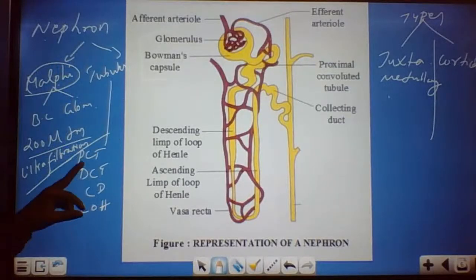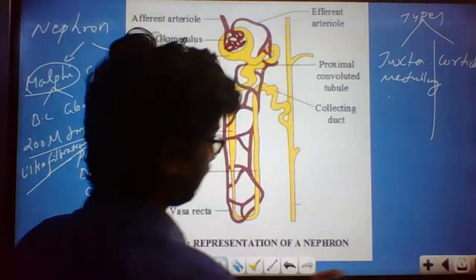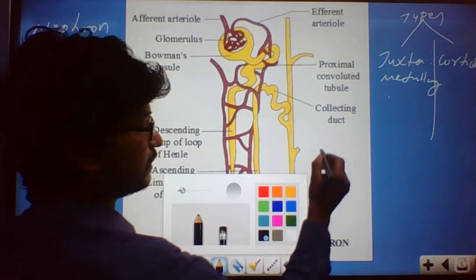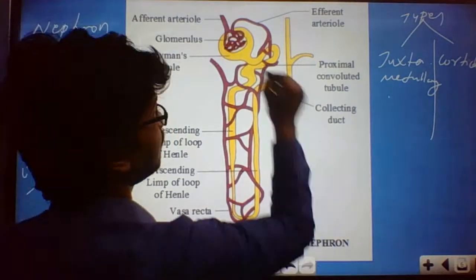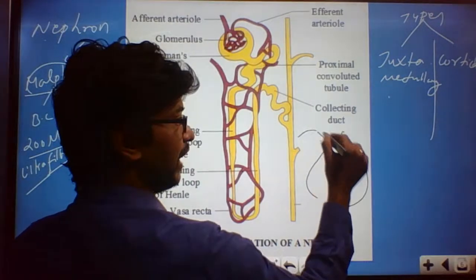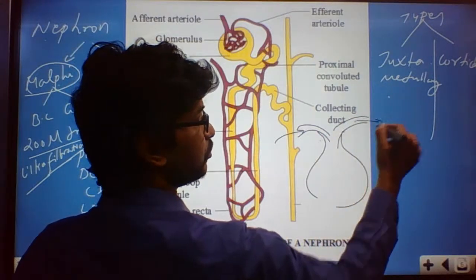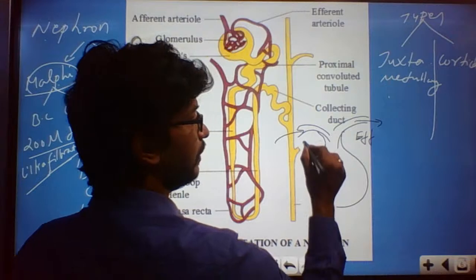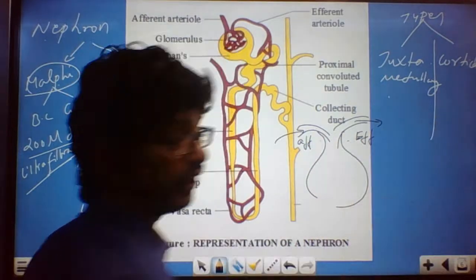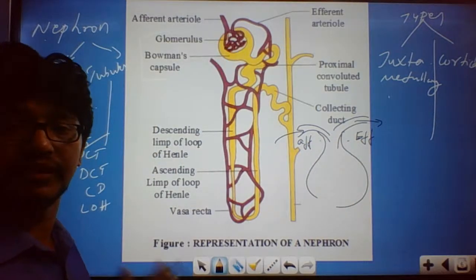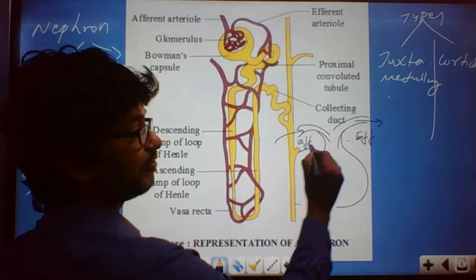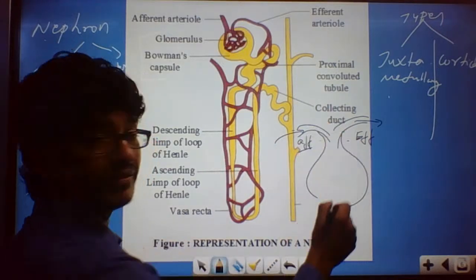Tubules we have the PCT, DCT, collecting duct and the loop of Henle. Coming to the Malpighian body, we have a cup-shaped structure. You could see this cup-like structure, and I'm just drawing it here. This is the afferent arteriole where the blood is coming inside, and this is the efferent, which is going out. AFF, it's coming inside. The blood is coming inside for the filtration.